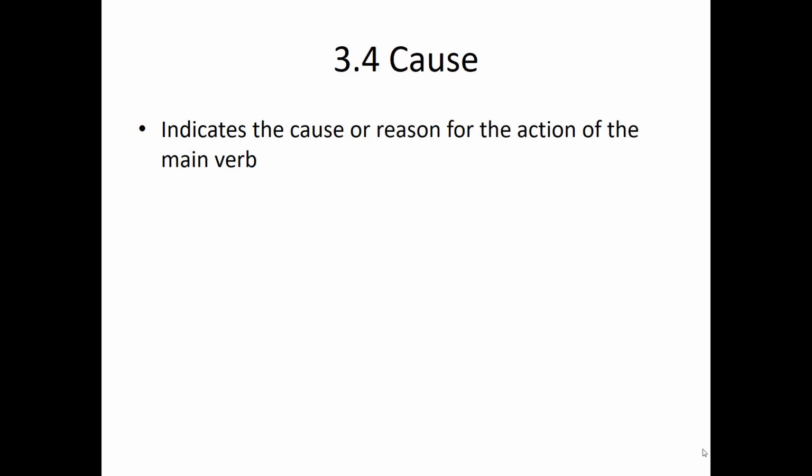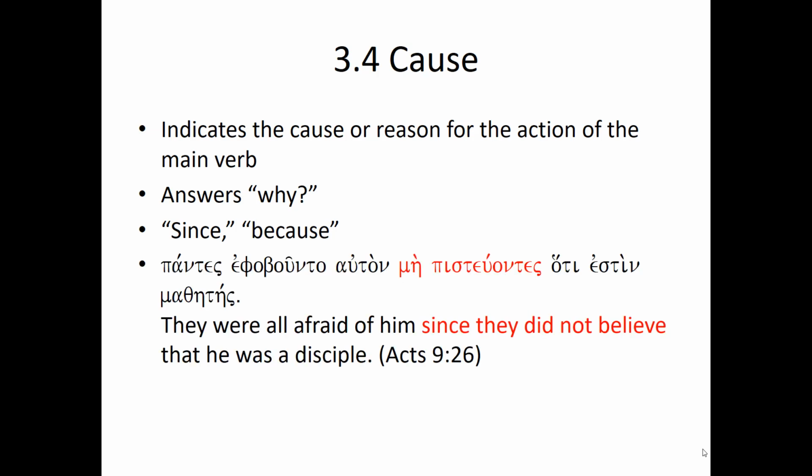A participle can tell you the cause or the reason for the action of the main verb, answering the question why. You might use since or because. Acts 9, this is where we meet a fellow that was a pretty bad candidate to be a missionary. Pontes ephobunta auton, me pistuantes hati estin mathetes. They were all afraid of him, not believing that he was a disciple. Why were they afraid? Because, or since, they did not believe that he was a disciple. So this answers that why question.